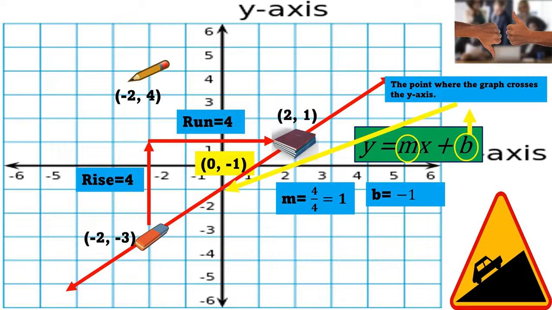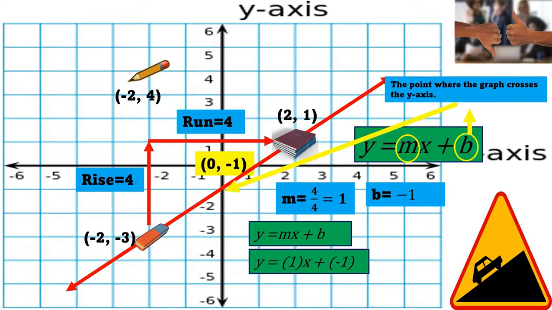Substituting the values now to our y equals mx plus b, we have y equals m is 1, quantity x, plus b is negative 1. And so, we have y equals x minus 1.